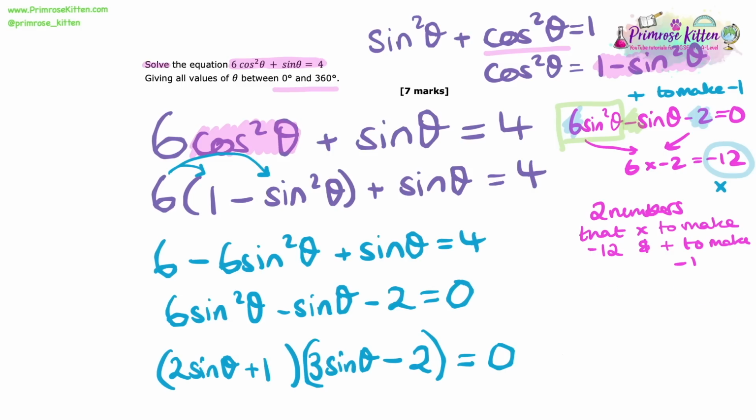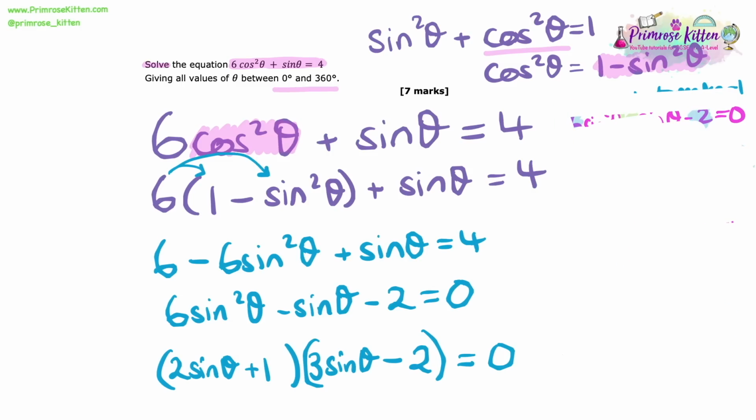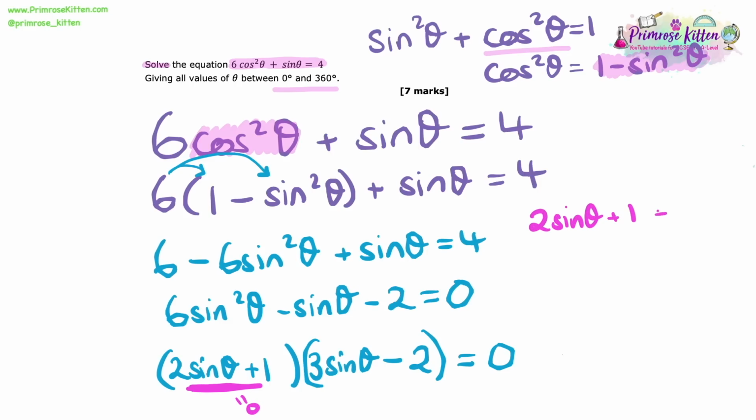Now we've got it factorised, we need to get back to solving this equation, because of course that is what we need to do here. Remember, when you've got double brackets equal to 0, we can set each of those individual brackets equal to 0 and then solve them. If we start off with the first bracket, we can say that 2 sine theta plus 1 is equal to 0. If we rearrange that, we find that sine theta is equal to minus 1 over 2.